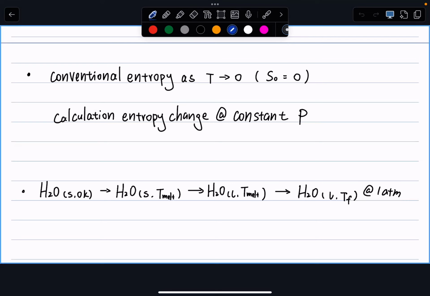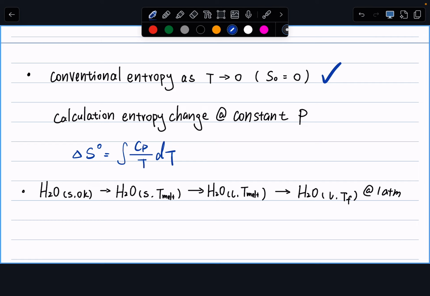So now what we have is our conventional entropy when temperature approaches 0 K. We have S0 equals 0. Our next goal here is how to calculate entropy change at constant pressure throughout the process. The general relation we'll be using is delta S equals the integral of Cp over T dT. And that's where it comes from.